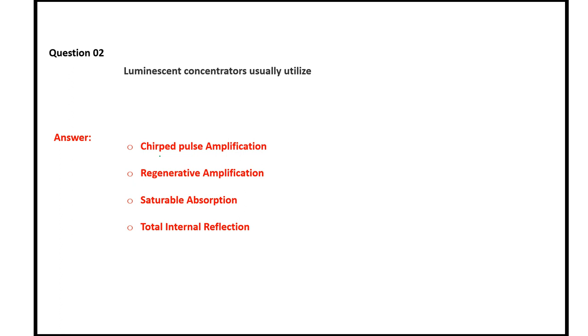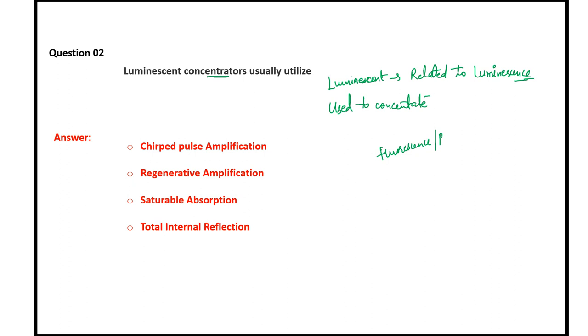Actually, as the name suggests, a concentrator is something which is used to concentrate. And from the name itself, we are able to understand that luminescent is something related to luminescence. What kind of luminescence have we studied? We have studied fluorescence or phosphorescence.